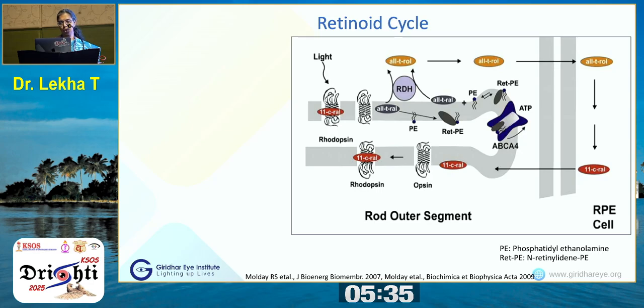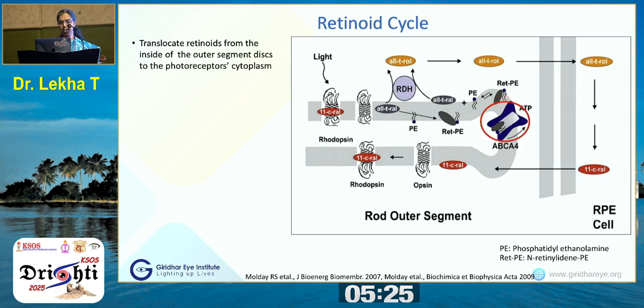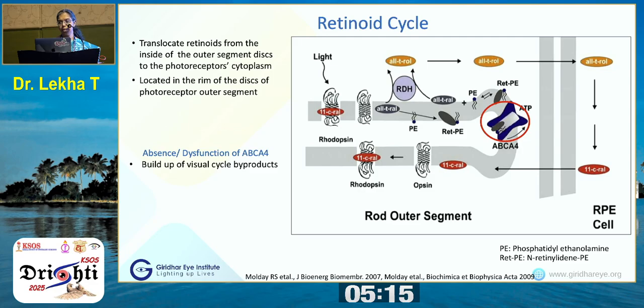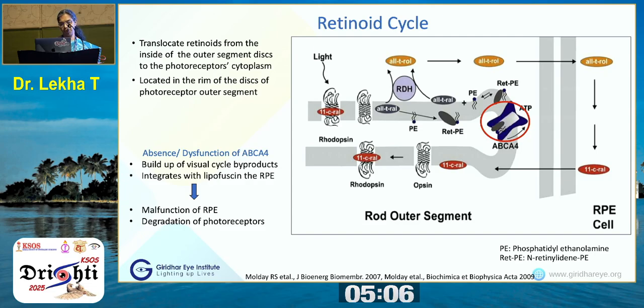So the retinoid cycle is what happens when the light falls onto the photoreceptors. The rhodopsin is converted into all-trans retinal, and a series of changes happen leading to the formation of certain byproducts. And it is this ABCA4 which translocates these products from the inside of the outer segment disc to the cytoplasm. And when you have a dysfunction of the ABCA4, there will be buildup of these visual cycle byproducts, which then integrates with the lipofuscin in the RPE, leading to dysfunction of the RPE and subsequent degradation of the photoreceptors. That is how a problem with the ABCA4 leads on to the changes in RPE and photoreceptors.